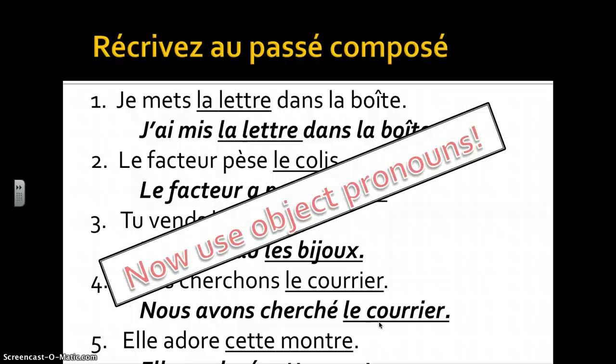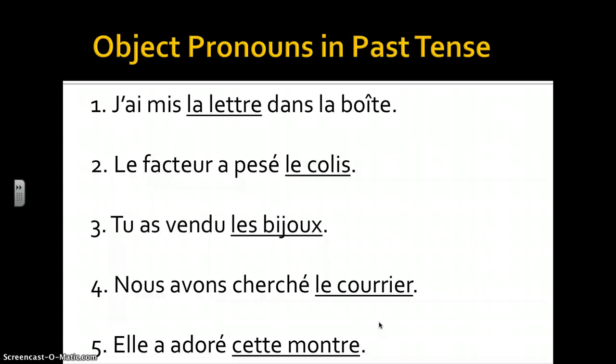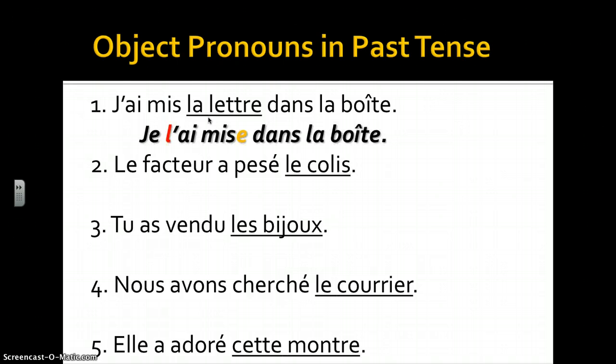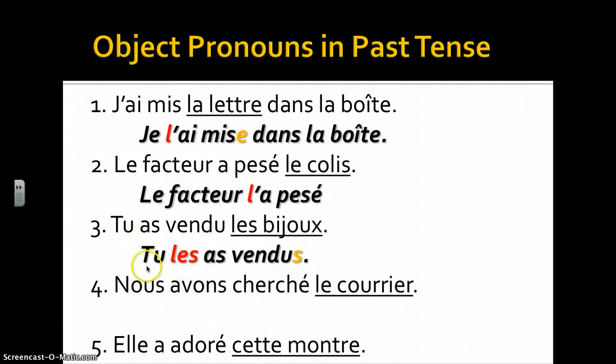Sure. Now, if we were to use some object pronouns with these, check it out. What am I going to replace la lettre with? La. So it becomes je l'ai mise because the letter is feminine. Here, I guess it shouldn't be facteur, should it? It should be the postier. The postier l'a pesé. Colis is masculine. Alright, so no agreement necessary. You sold the jewelry. Tu les as vendus.